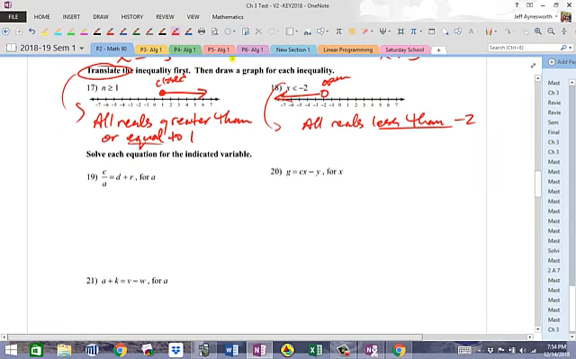All right, last few problems. Thank God, because I'm tired. Okay, so here we go.